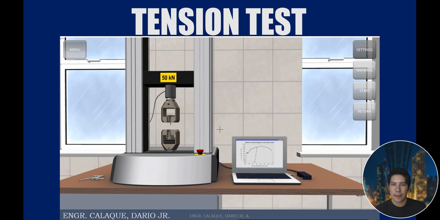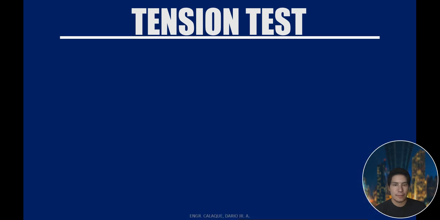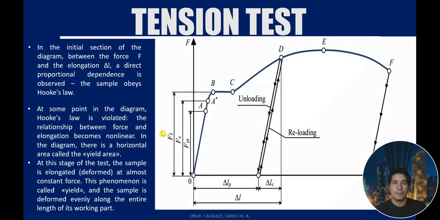So, bali yung nangyayari sa material natin is ganito, no? Ayan. So, in the initial section ng diagram natin between the force F and the elongation change in L, a direct proportional dependence is observed. No? The sample obeys Hooke's law. Okay. So, at some point in the diagram, Hooke's law is violated. So, the relationship between the force and the elongation becomes non-linear.